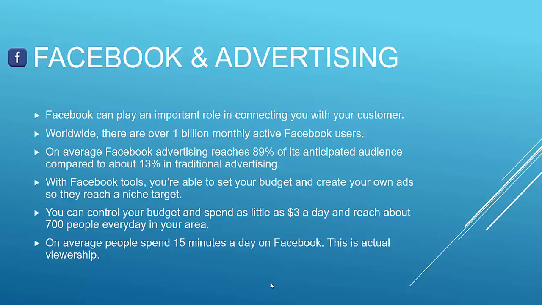You can target a person based on their behavior, and you can control your spend and do as little as $3 a day and reach as much as 700 people every day in your area. On average, people spend at least 15 minutes a day on Facebook. So you're going to reach these people because they're going through their timelines, and probably about 95% of them are on their mobile phones, and we'll talk about that later when we talk about where we're going to target.